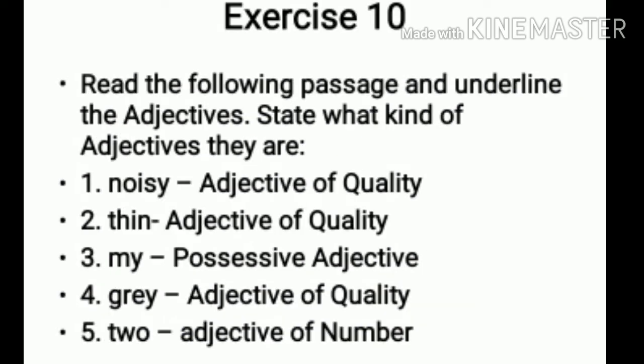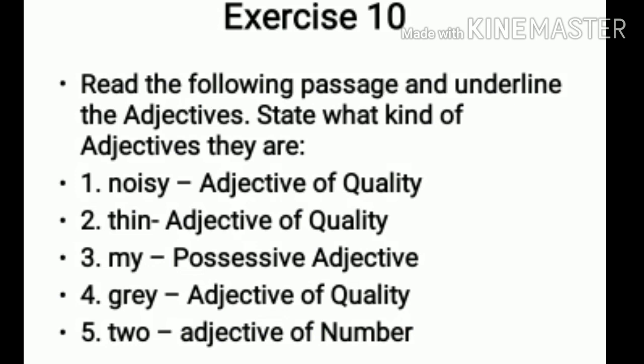Now exercise 10. You have to read the following passage and underline the adjectives and state which adjective it is. So you have a paragraph in your textbooks. I have written all the adjectives, so you need to underline those adjectives and write which adjective it is. Your first adjective in that passage is noisy. It is adjective of quality. Then second, thin. It is adjective of quality. Third, mine. It is a possessive adjective. Fourth, grey. It is again an adjective of quality.